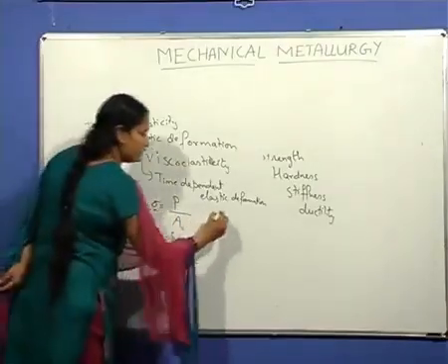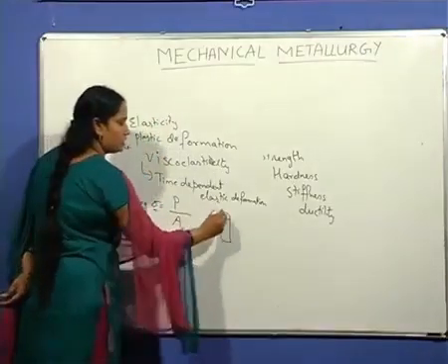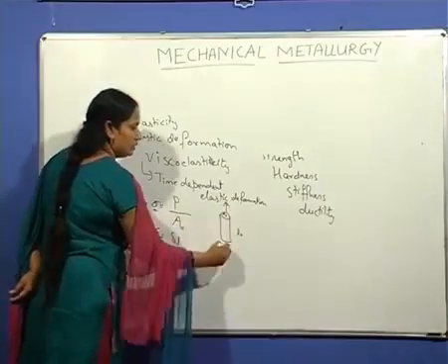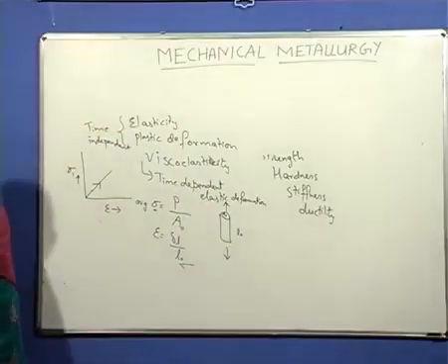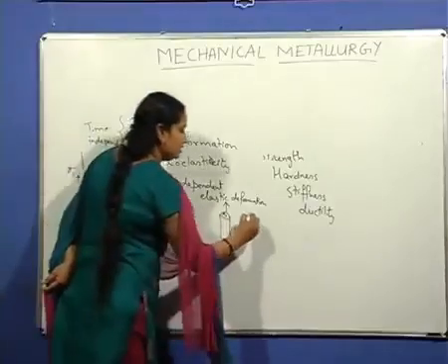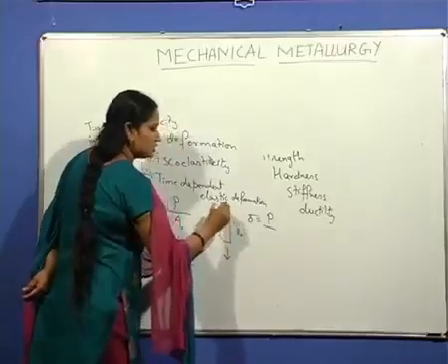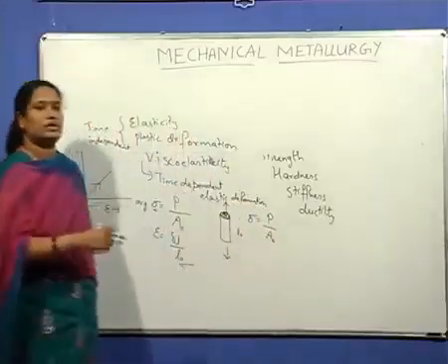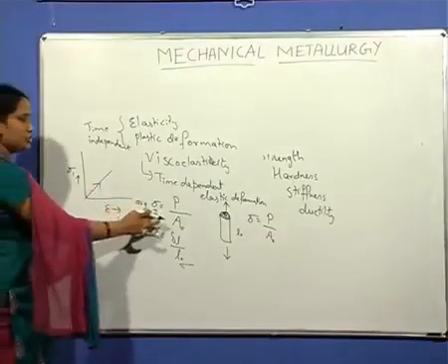For example, if it is a cylinder of cross-sectional area A naught and length L naught, and a uniaxial tensile load is applied to this component, then stress is simply the load divided by the cross-sectional area, the hatched region A naught. That is simply pi d square by 4. Okay. So this is stress and strain.